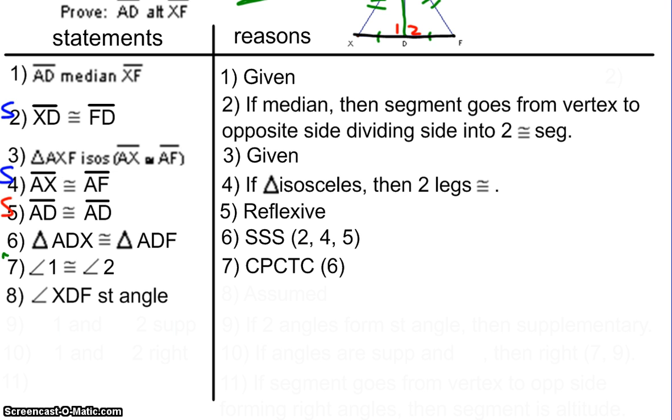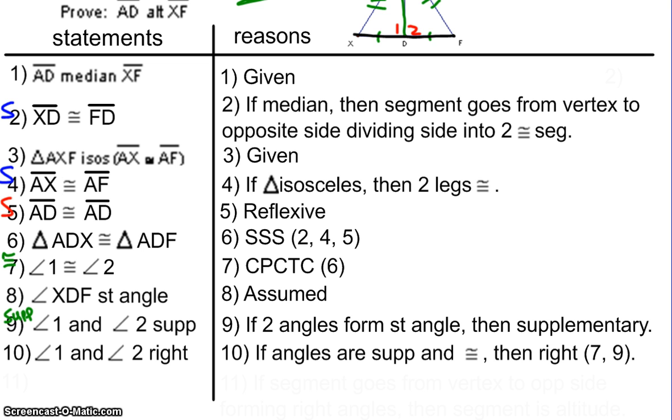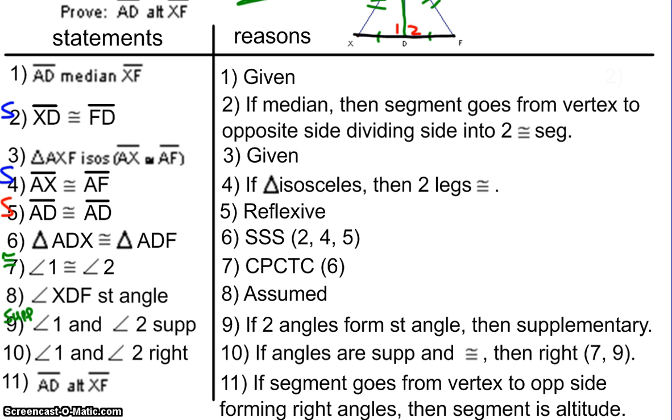We then also want to talk about how to get the angles supplementary. First off, we're going to need to bring in that it's a straight angle. After we have a straight angle, we can say that the two angles that form the straight angle are supplementary. So now we have stated that angles 1 and 2 are both congruent and supplementary. And if we can say that, then we can say that the angles are right angles. We put steps 7 and 9 in parentheses, because they gave us the congruent and supplementary steps. And then our altitude definition tells us that if a segment goes from the vertex to the opposite side, forming right angles, then that segment is the altitude.